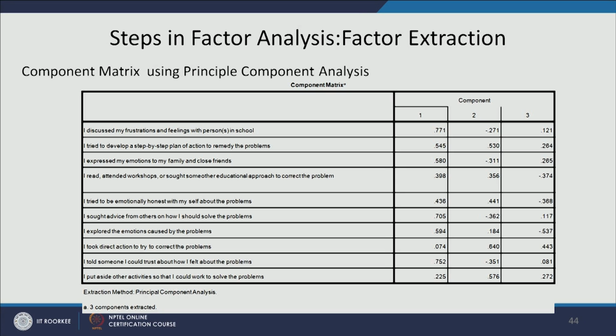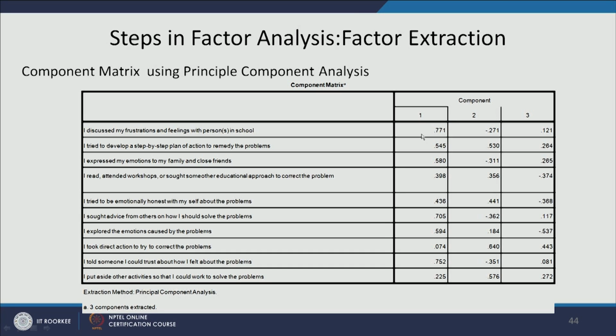So, these are the 3 factors, and I think it is good to see one example. These are the variables. For example, you see, I discussed my frustration feeling with persons in schools, I try to develop a step by step action. All of these are loaded into 3 different factors. The first factor has got 1, 2, 3, right. Then how do you know this?